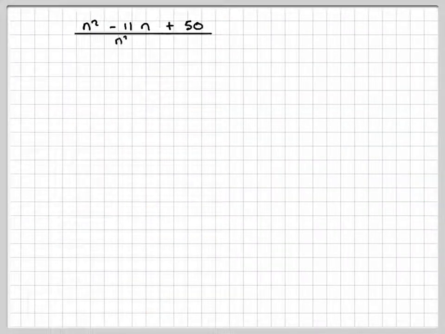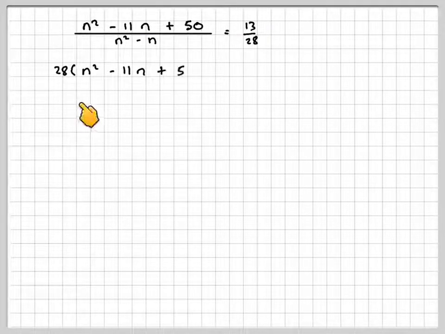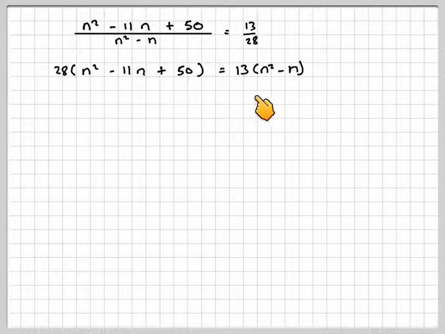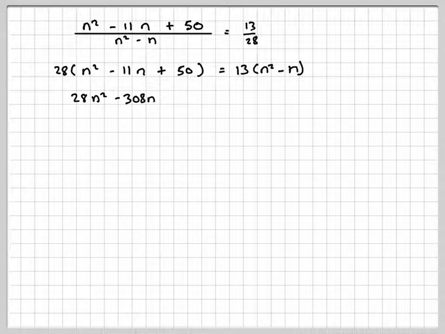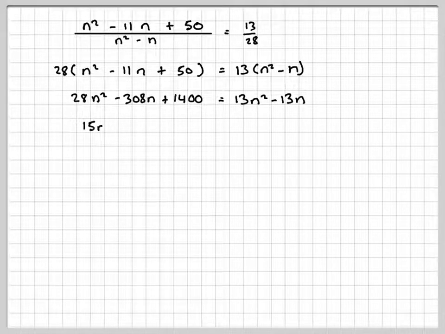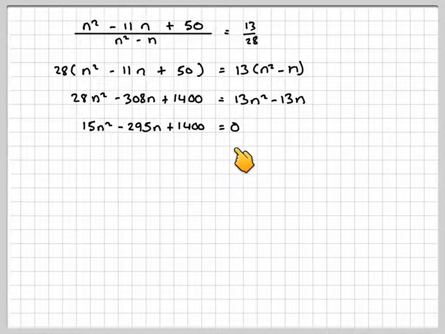So let's just write that out again. Right, what we do now is we cross multiply. So we're going to get 28 times n squared minus 11n plus 50 is equal to 13 times n squared minus n. So, expanding the bracket, 28n squared minus 308n plus 1,400 is equal to 13n squared minus 13n. That becomes, when we take this over here, 15n squared minus 295n plus 1,400 is equal to 0.